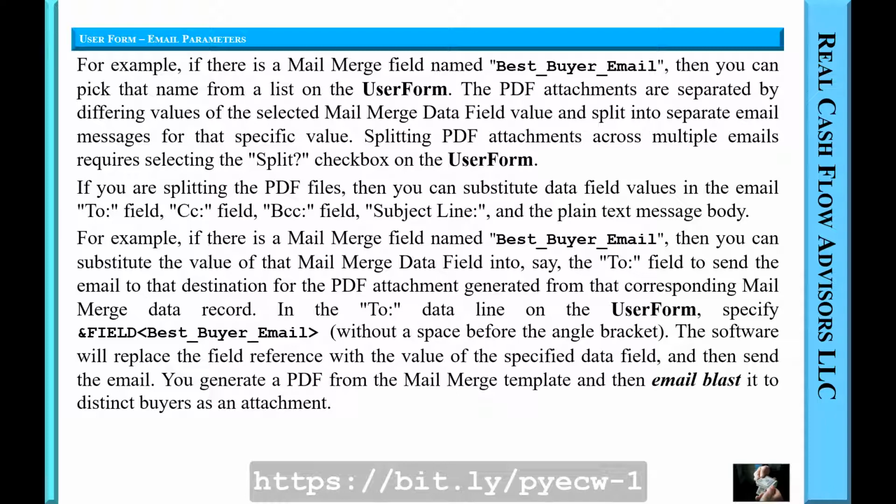In the To data line on the user form, specify &field, open bracket, Best Buyer Email, close bracket, without a space before the angle bracket. The software will replace the field reference with the value of the specified data field and then send the email. You generate a PDF from the mail merge template and then email blast it to distinct buyers as an attachment.